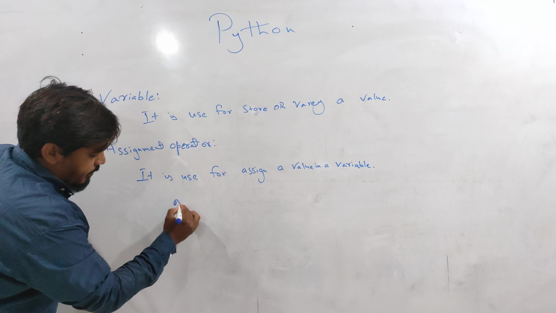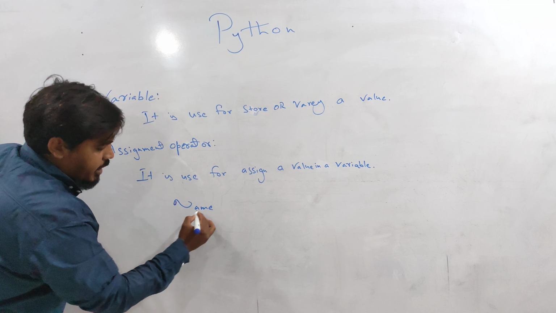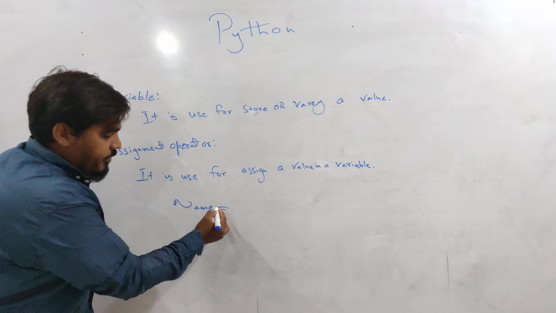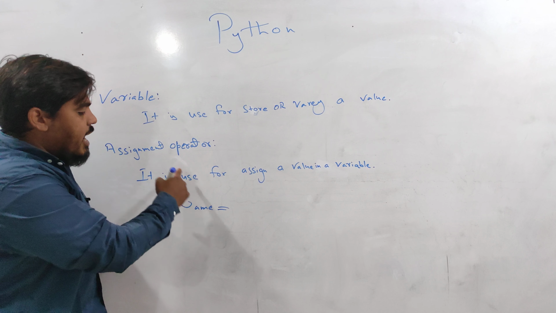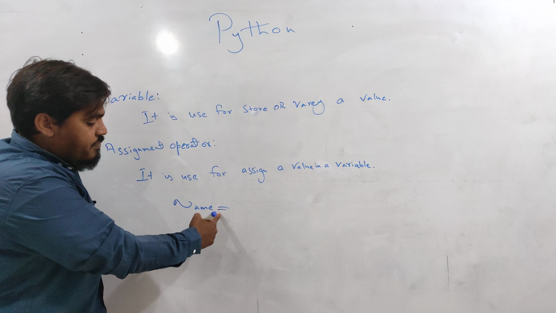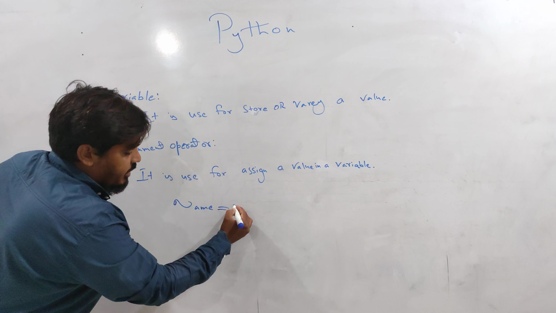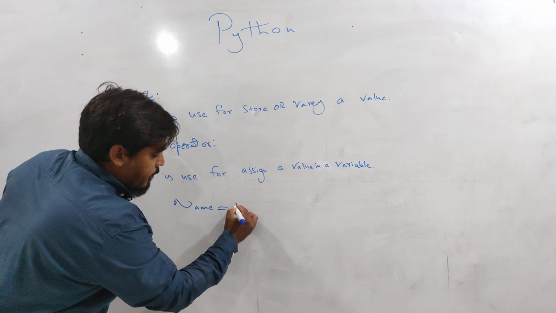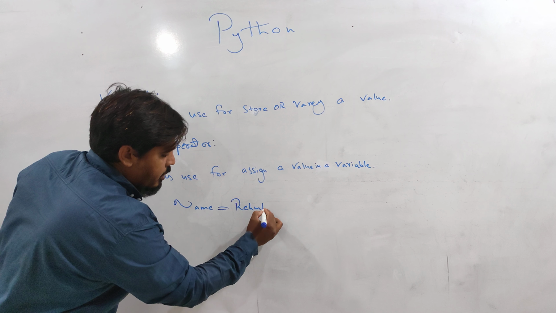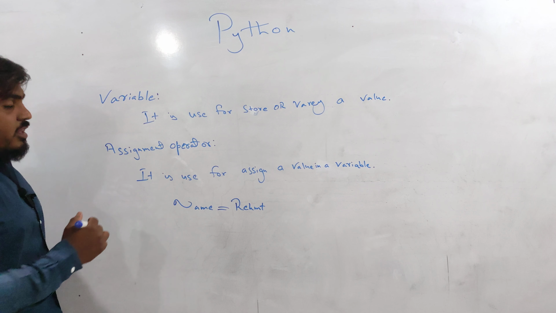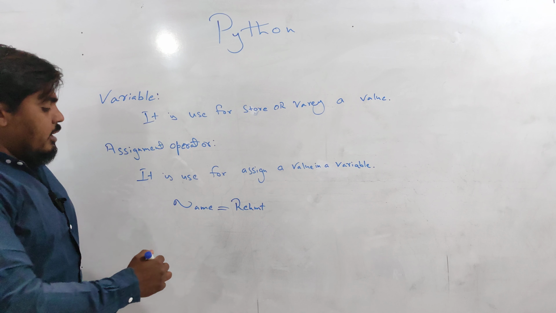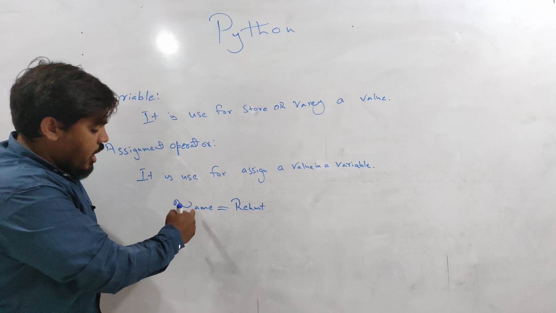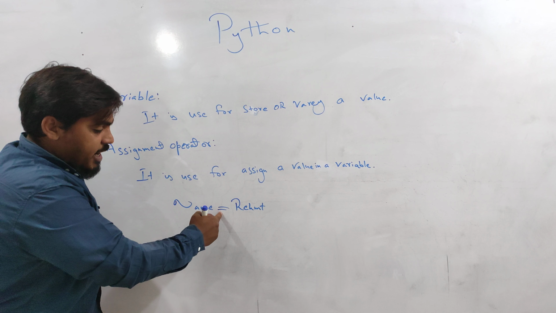For example, name. A name is a variable. This equal sign is the assignment operator, defined by the equal sign. We can input any kind of value, for now a string value for the name: Rahmat.